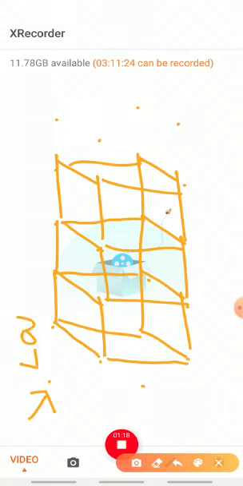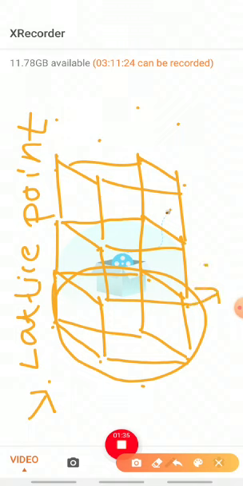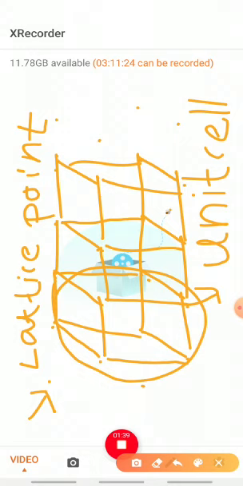is called a lattice point. Okay, got it? Okay, so this continuous repeating pattern will form a single crystal, and the smallest part of this is called a unit cell.